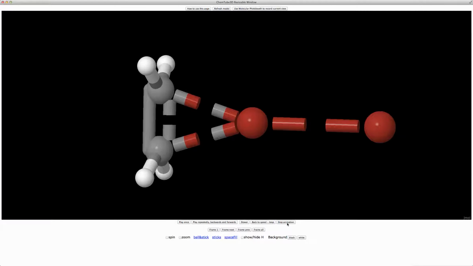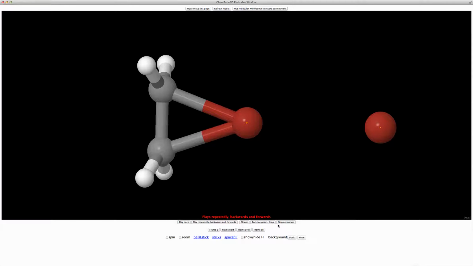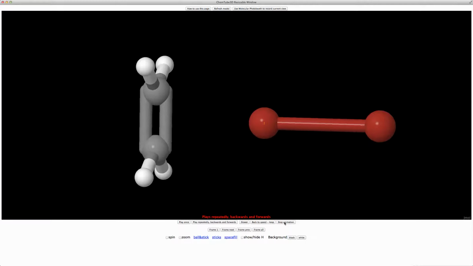Transition state. Notice that the carbon-carbon pi bond is beginning to break. Carbon 1 bromine atom beginning to make. Carbon 2 bromine atom bond is beginning to make. Bromine-bromine bond is beginning to break. As we go through, we'll let this go forwards and backwards once.